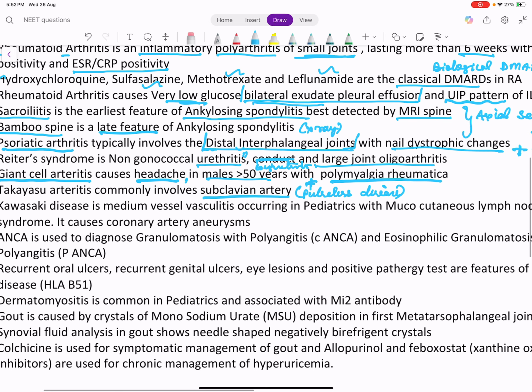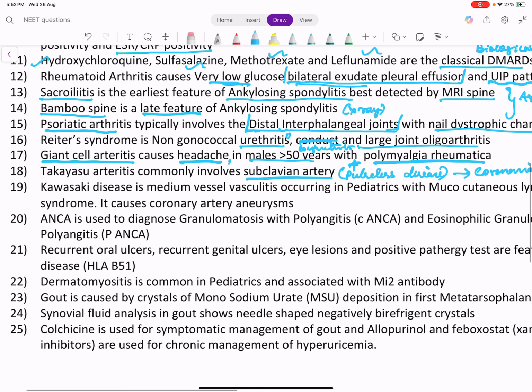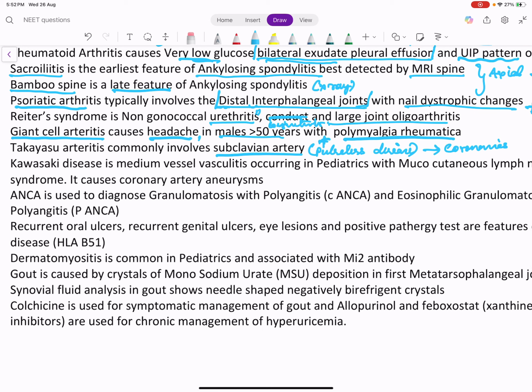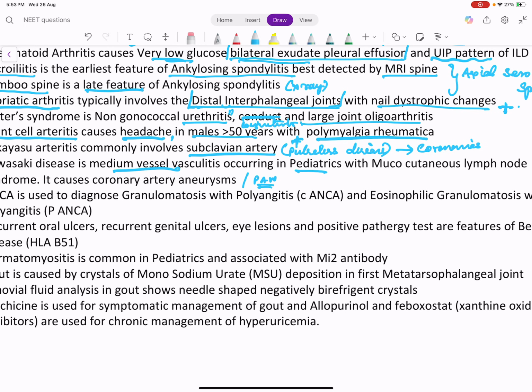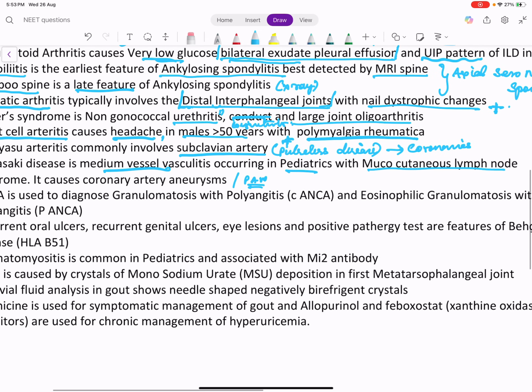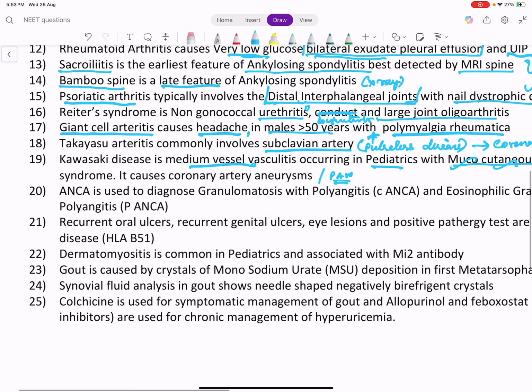In Takayasu arteritis, what is not involved? Coronaries are not involved, because coronary is only a medium to small vessel. Takayasu is a large vessel. Kawasaki disease is a medium vessel vasculitis. We have 2 medium vessel vasculitis, polyarteritis nodosa and Kawasaki disease. Kawasaki disease is important in pediatrics. We call that syndrome MCLN, mucocutaneous lymph node syndrome, because mucosa is involved, skin changes like skin peeling are there, and lymphadenopathy is there. Kawasaki is important because it causes coronary artery aneurysm even in pediatric age.